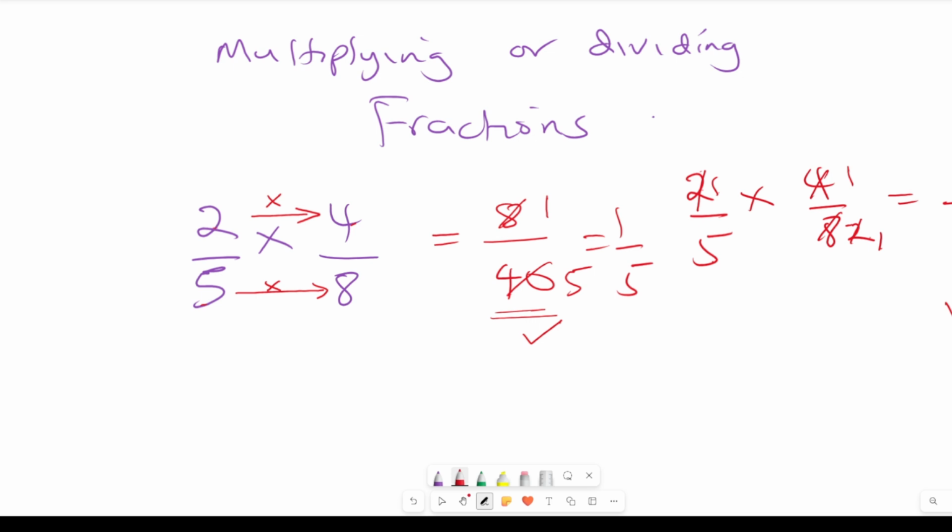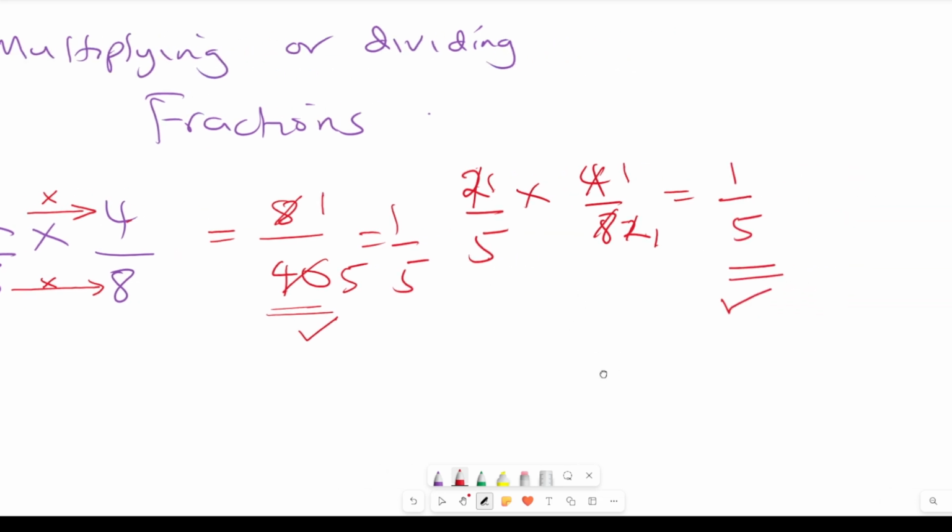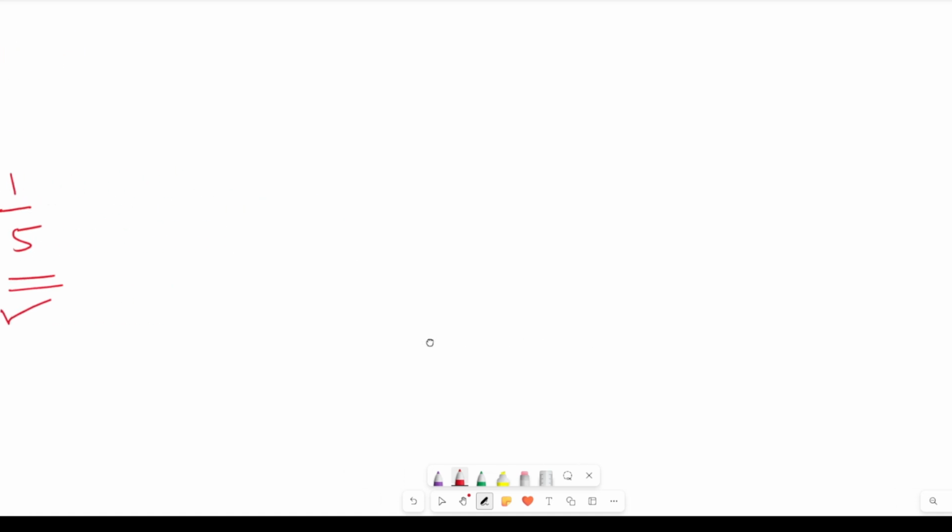So there you have it. You can either multiply them straight away and then simplify your answer, or you can start simplifying the fractions within before you perform the multiplication. Either way, you will get it right. The final thing we want to look at in fractions is dividing fractions. Dividing fractions is very interesting because we introduce another concept.